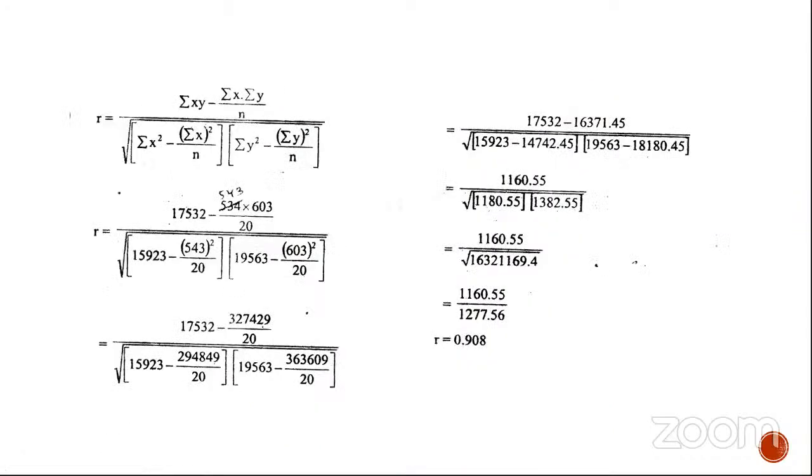So now we know the formula for Pearson's coefficient of correlation. We can place our values of X square, Y square and XY, and by solving this formula, we can estimate the value of our correlation, that is 0.908. That means yes, there is a significant correlation between the two variables, plant height and number of flowers. So this is how we calculate the correlation using a simple calculator.